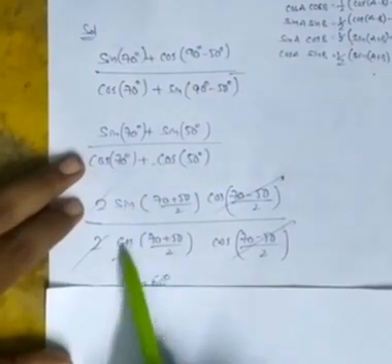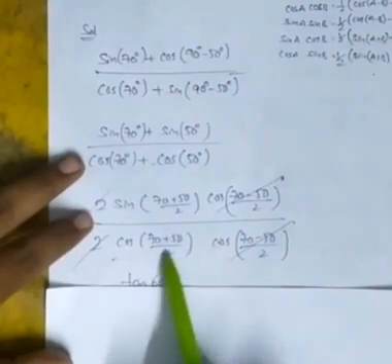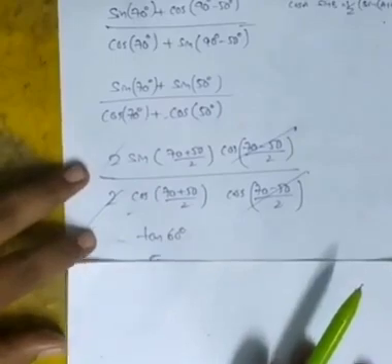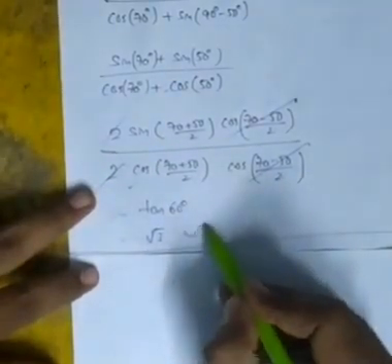So sin by cos, the inside term is the same, which is 120 by 2, that becomes 60. So tan 60 is root 3. Tan 60 is root 3. Here is the correct answer.